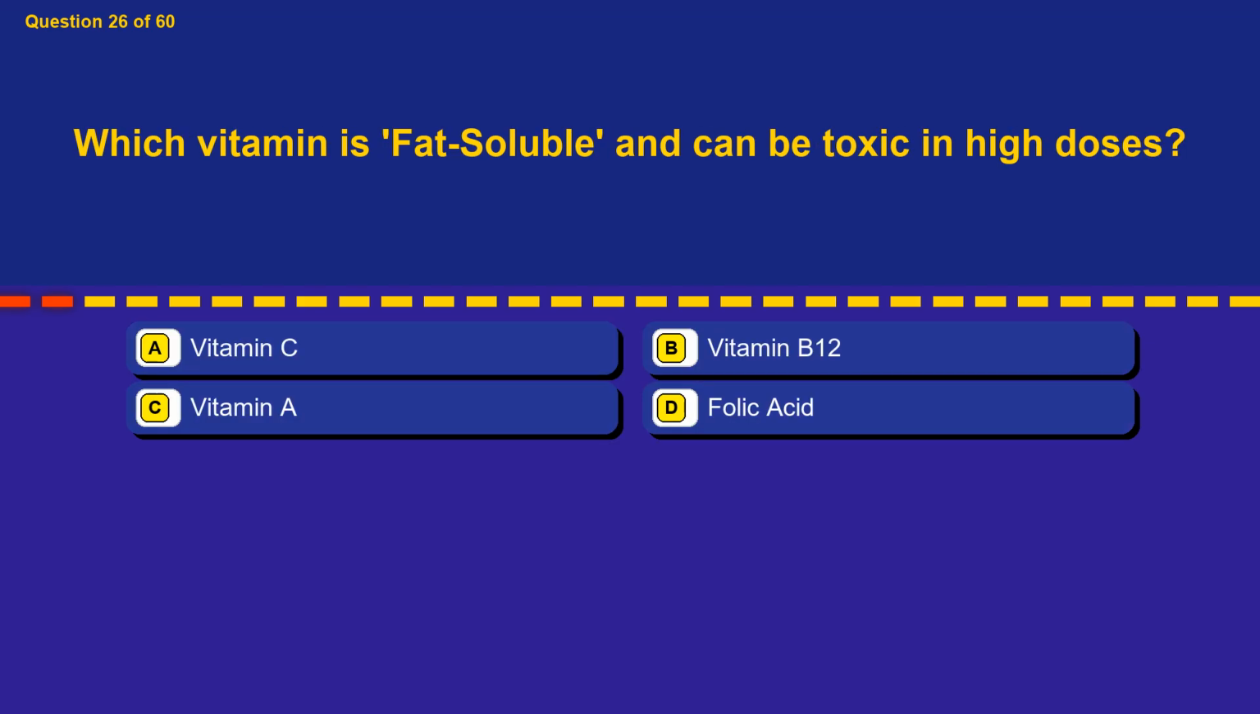Question 26. Which vitamin is fat-soluble and can be toxic in high doses? Option A. Vitamin C. Option B. Vitamin B12. Option C. Vitamin A. Option D. Folic acid.